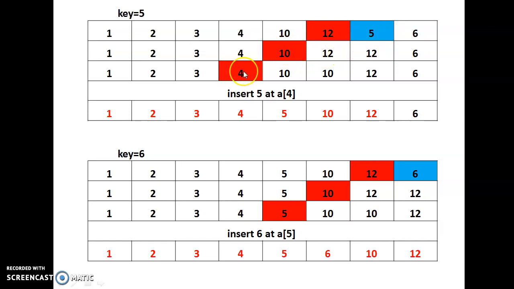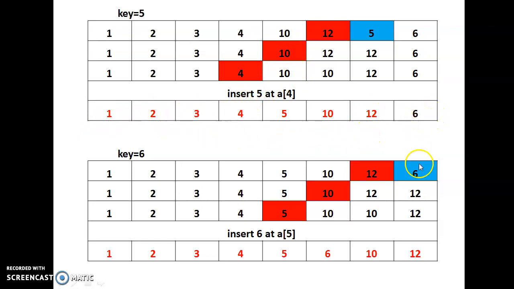Next I am comparing with 4. Is 5 less than 4? No, it is not less than 4. So in the next position after the comparison, I am inserting that particular 5. I am inserting at A of 4. So this is the sorted sublist, and the unsorted sublist is 6.